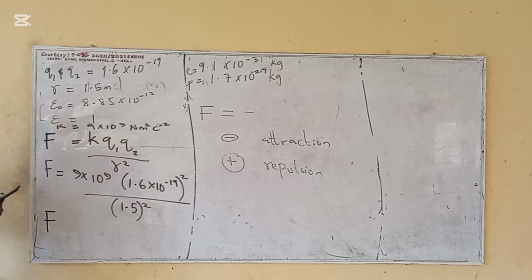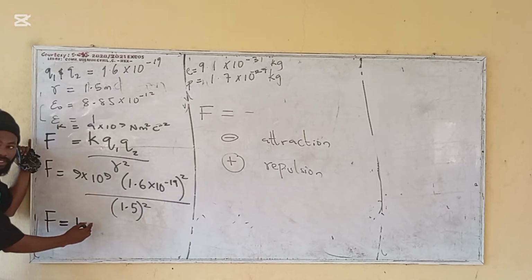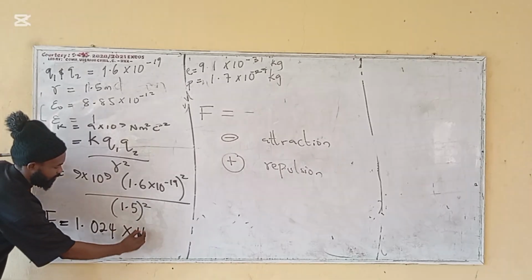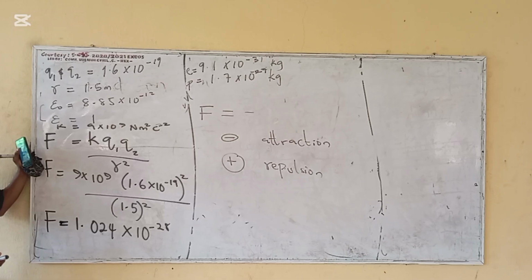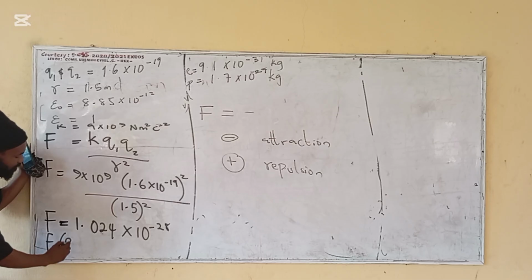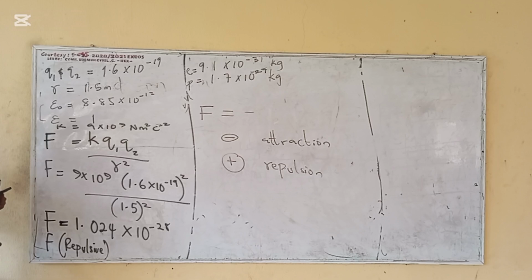Okay, so what did you get? 1.024 times 10 to the power minus 28. Check, everybody. There's no negative sign here. If there's no negative sign, that means the force is repulsive. So we have a repulsive force.